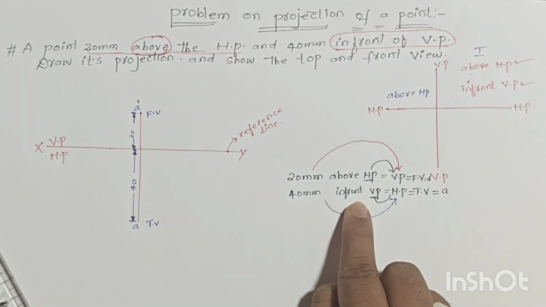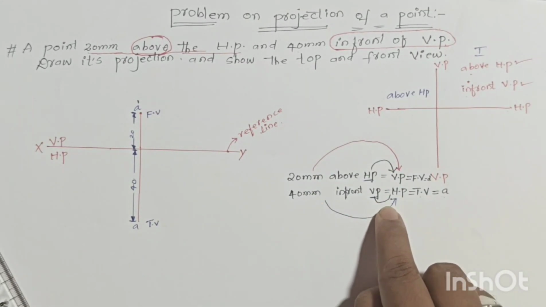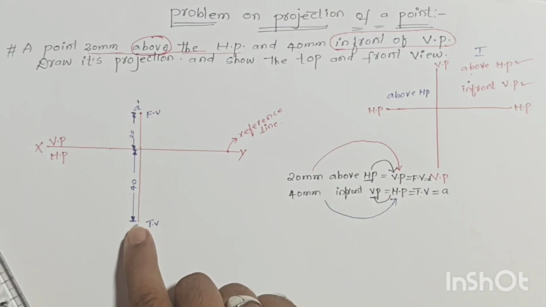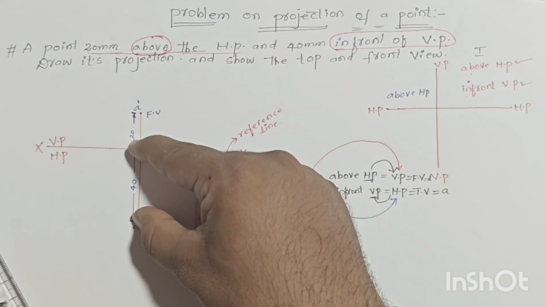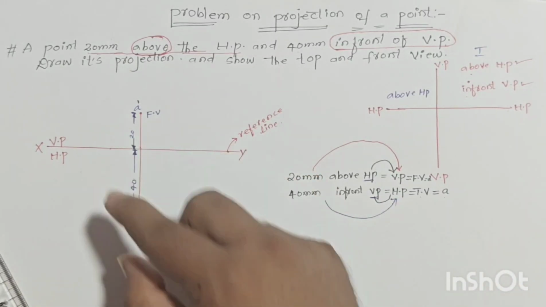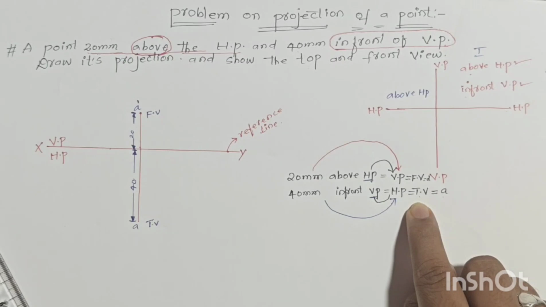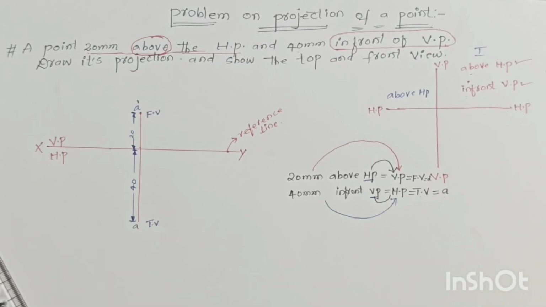Same, 40 in front of VP means we have to draw the projection of the point on HP. On HP, below the reference line, we have to measure a length of 40. So this one is the top view. It is represented as the point A. First problem is completed. Again, we have to go for the second problem. Let us see.